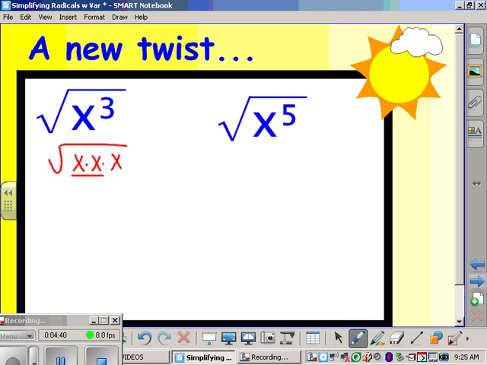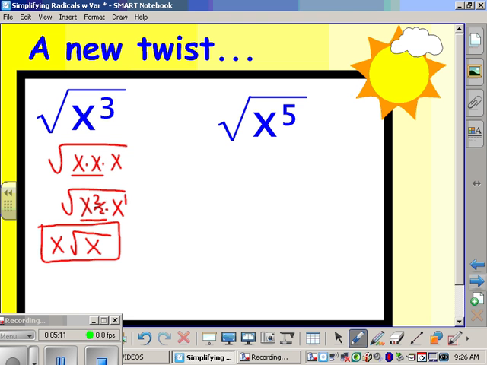Basically what you do is find or underline a pair of x's, because this is the same as x squared times x. Now remember, if the exponent is an even number, then you can simply divide it by 2, which means it's a perfect square. So if you divide 2 by 2, this particular x squared will come out to the outside, leaving us with x. The x that has an exponent of 1 will remain under the radical. So the square root of x cubed simplifies to x radical x.